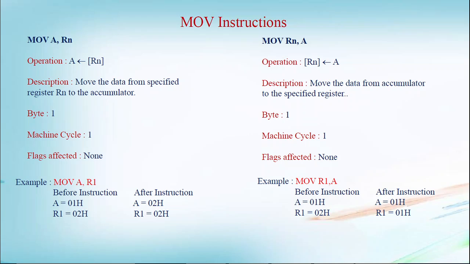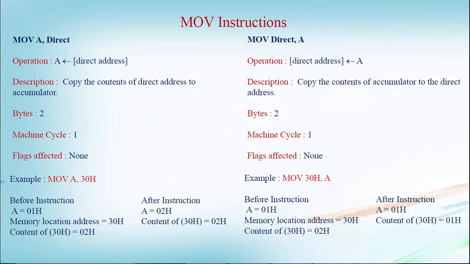Similarly, MOV Rn, A is there. It means move the content of A to the specified register Rn. It requires 1 byte and 1 machine cycle. Example, MOV R1, A. So we can observe here, after the instruction is executed, R1 will become 01H.